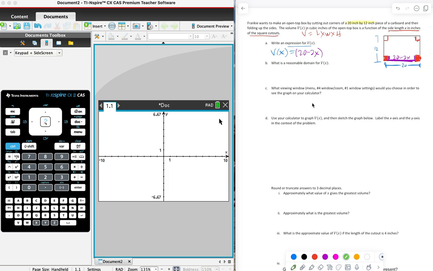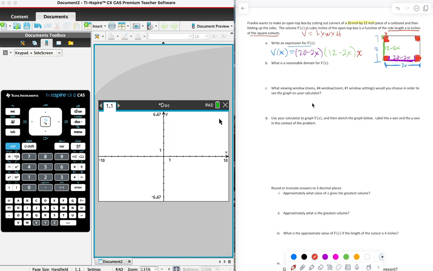Then we have another dimension right here. So again, we remove an x from this corner. We remove an x from this corner. So the 12 is shrinking down to 12 minus 2x because I removed the x here and the x here. So my second dimension is 12 minus 2x. And then hopefully you're understanding that when you fold this box up, this piece right here, which is the length of x, will become the height.